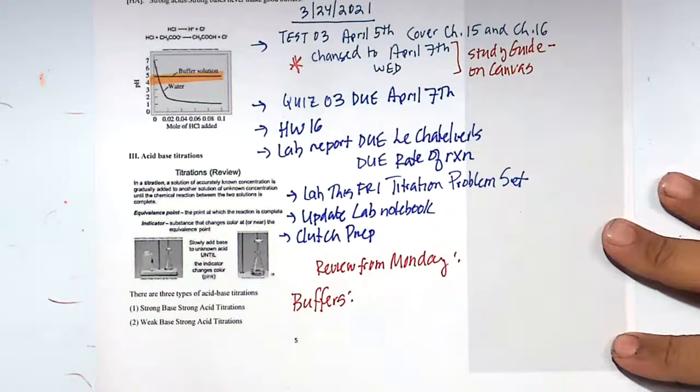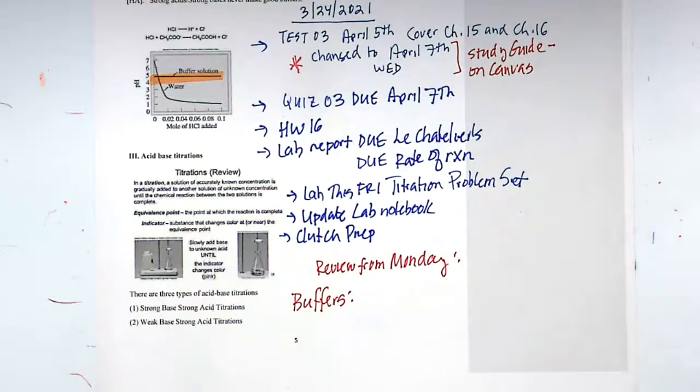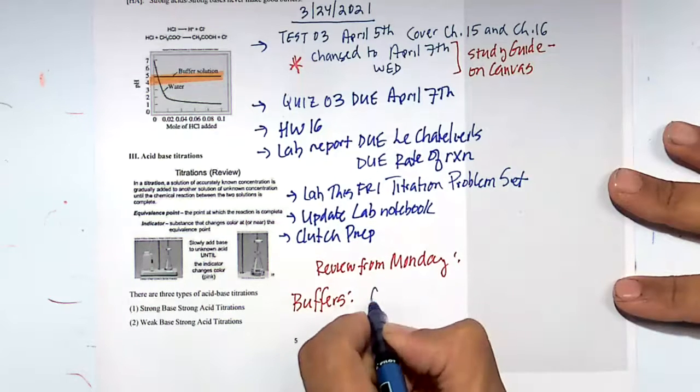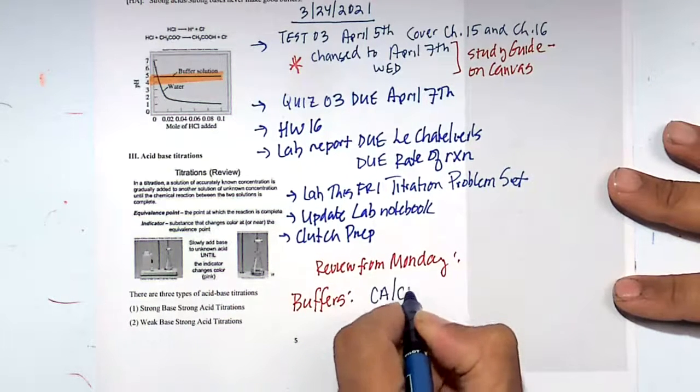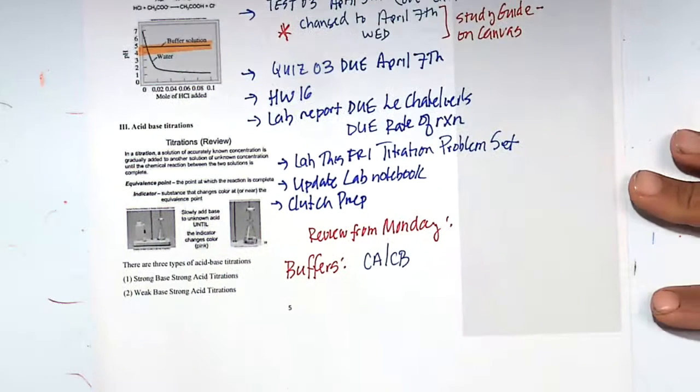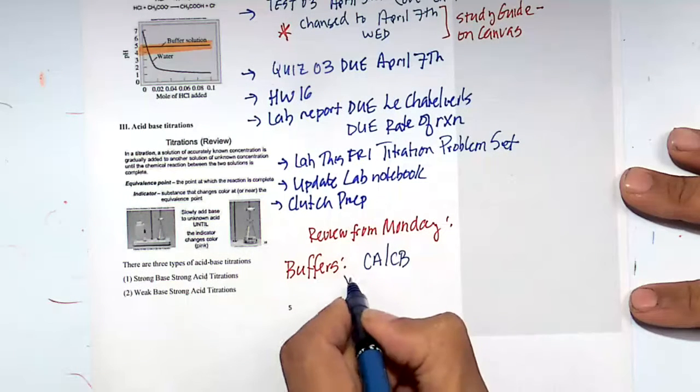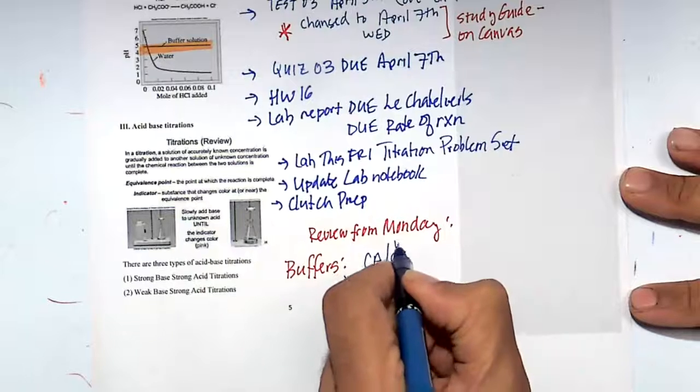So buffers in the general chemistry context, not biochemistry or physical chemistry, but in general chemistry, is going to be some combination of a conjugate acid with a conjugate base. I should also say, a weak conjugate acid with a weak conjugate base.